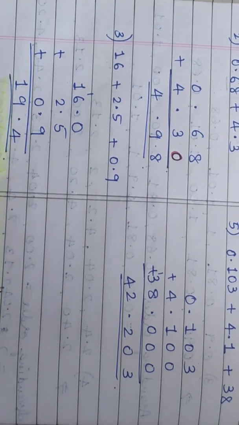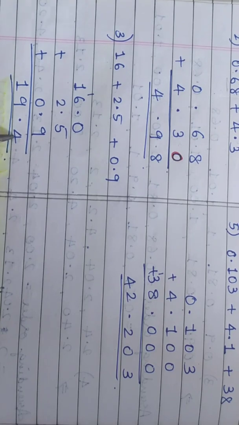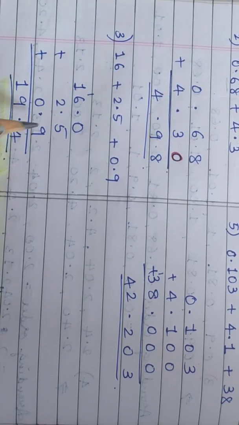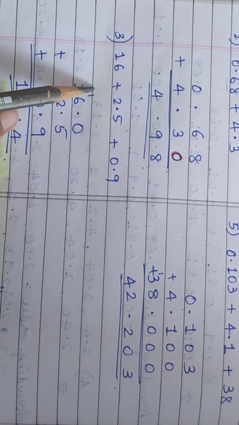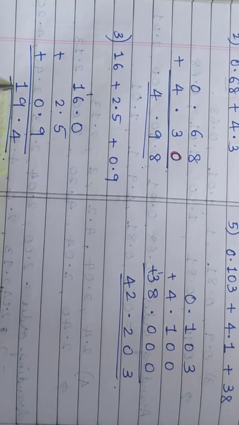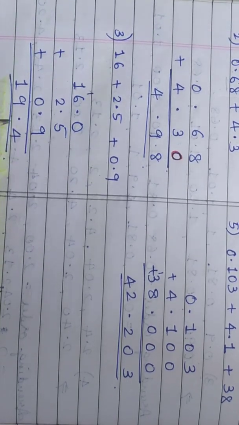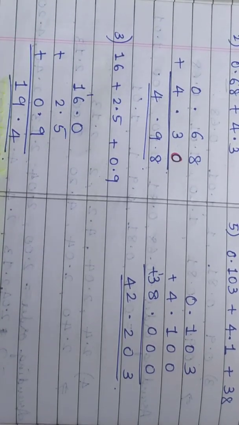Now we add all these numbers. 9 plus 5 is 14. 1 carried and 4 written here. Point. Then 6 plus 2 is 8. 8 plus 1 is 9. So 9 here, and then 1 is taken down as it is. So the answer, the addition of these 3 numbers is 19.4.